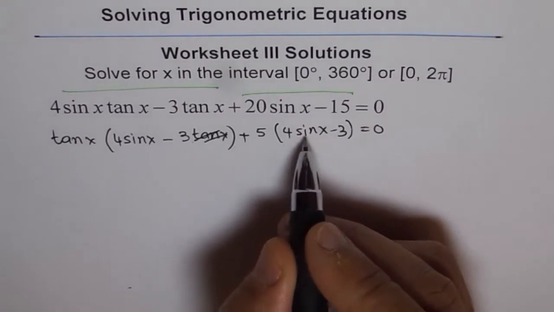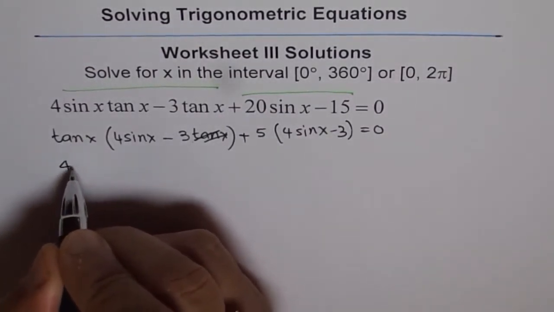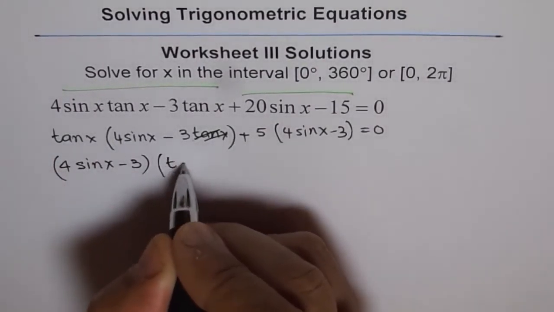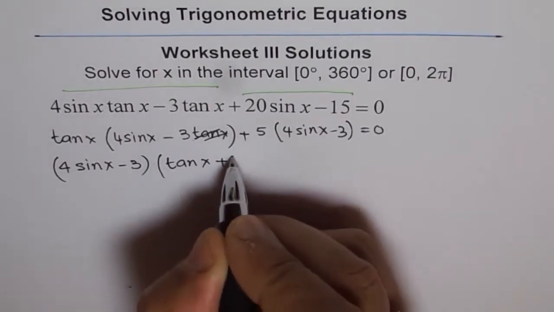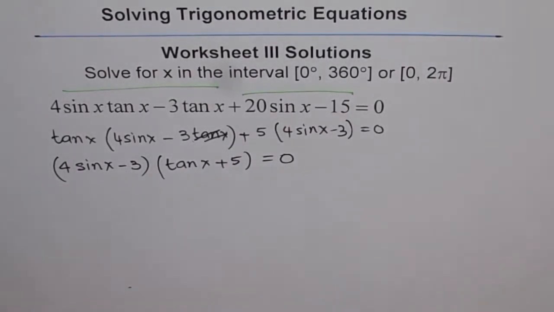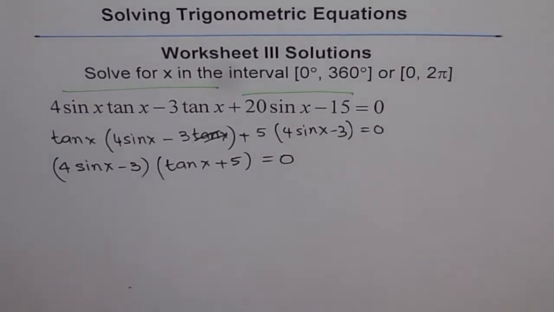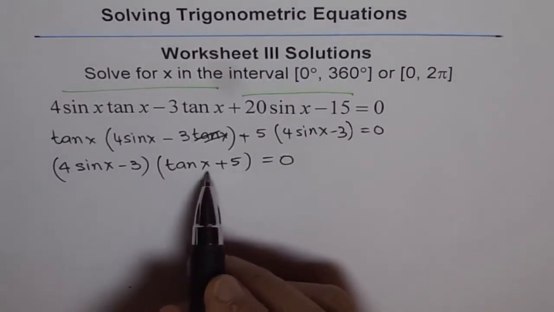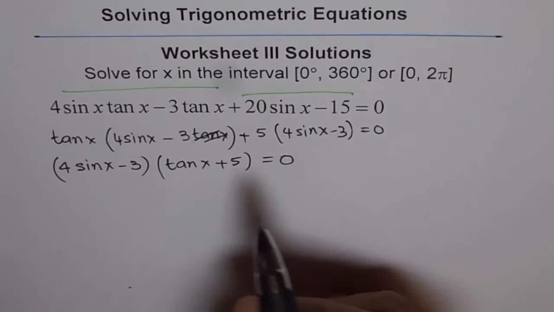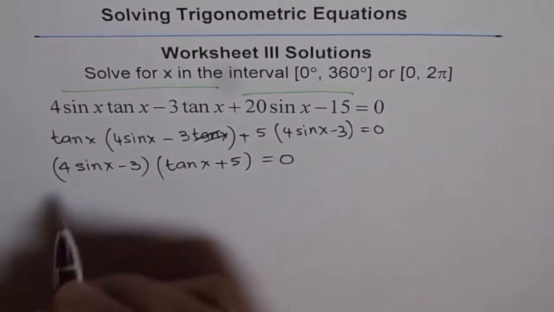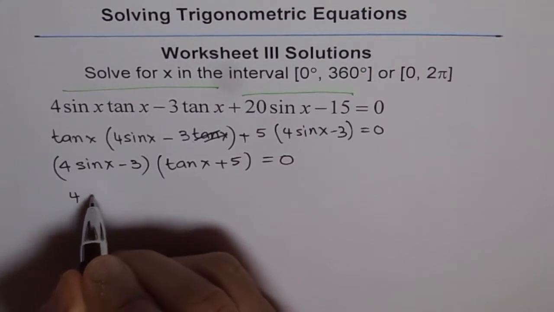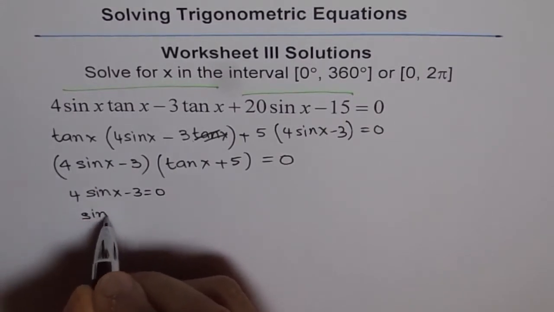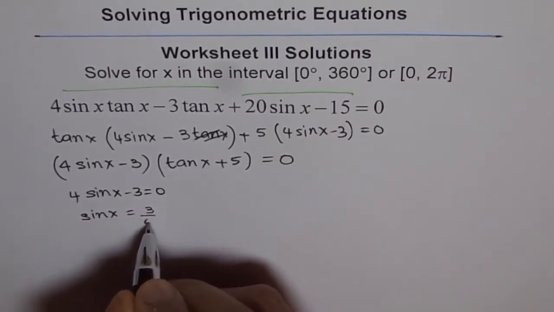So now we have 4 sin x minus 3 as a common factor. So we'll write 4 sin x minus 3 and we get tan x from here plus 5 equals 0. Good. So that gives two possibilities of solution set, right? One is 4 sin x minus 3 equals 0. The other one is tan x equals minus 5, I should say. Tan x plus 5 equals 0. Okay, so let's figure out what result we get from here, because 4 sin x minus 3 equals 0 means sin x equals 3 over 4, right?